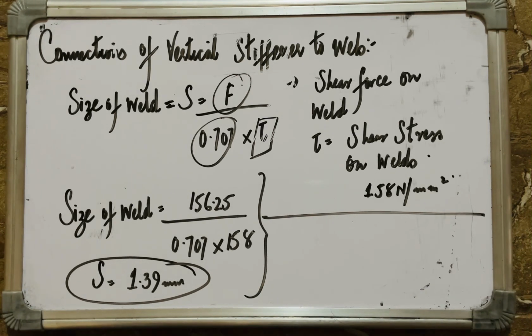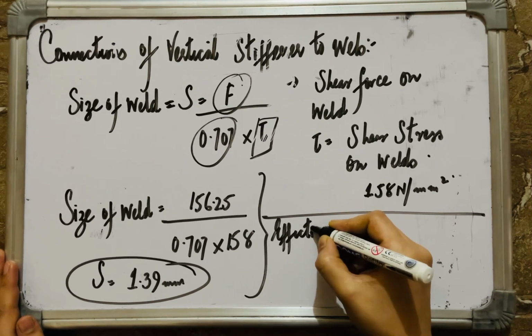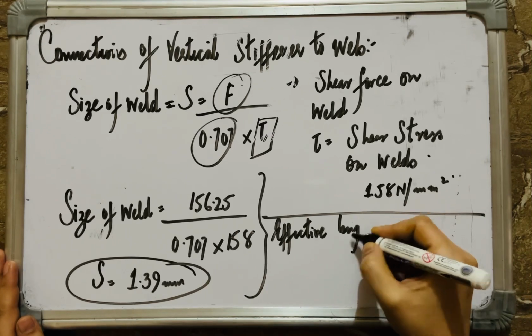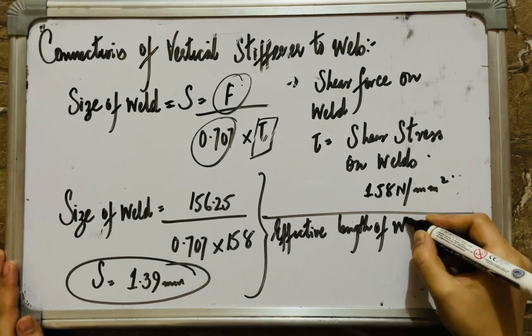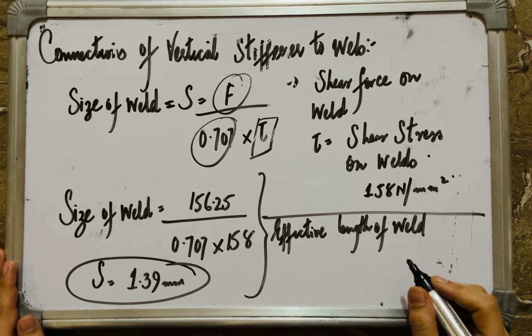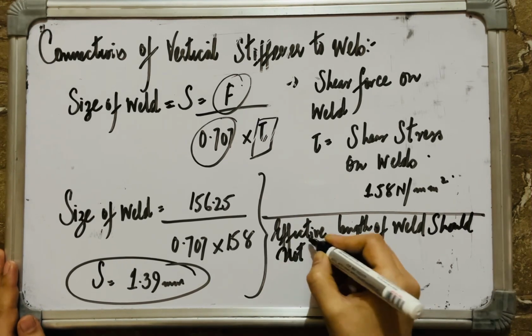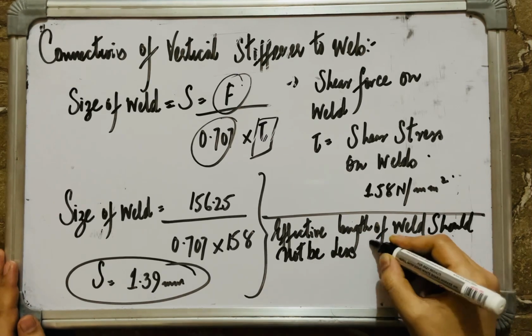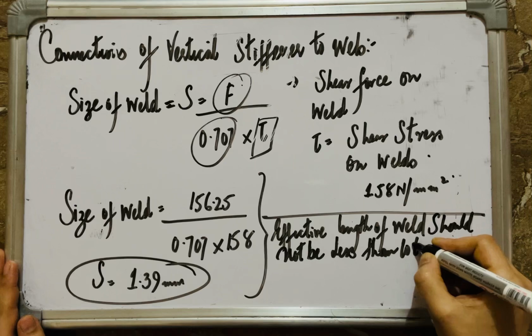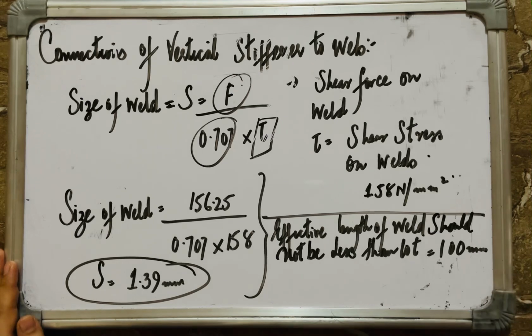Also, the effective length of the weld should not be less than 10 T. We are designing both the size as well as the length of the weld. The effective length of the fillet weld should not be less than 10 T. How much is T? 10. So it's 100. The effective length of the weld should not be less than 10 T.